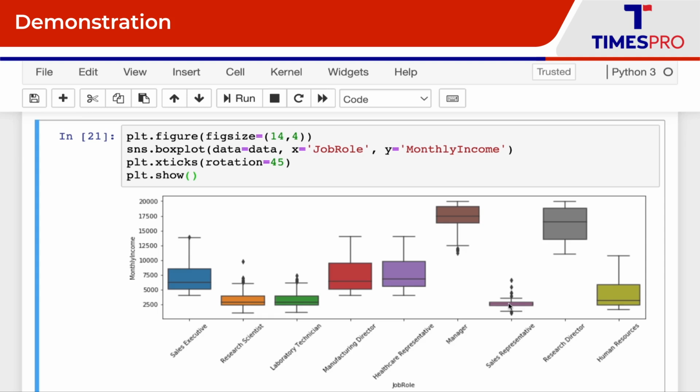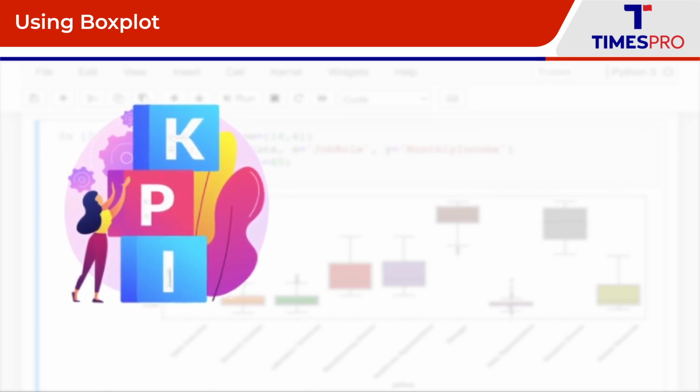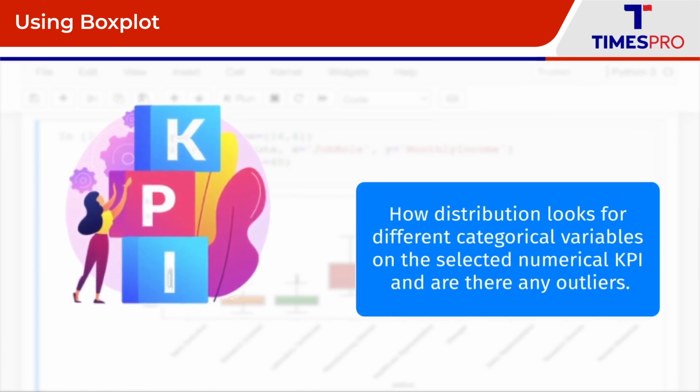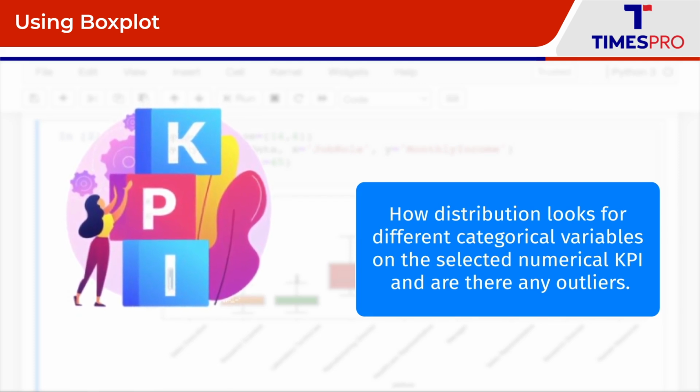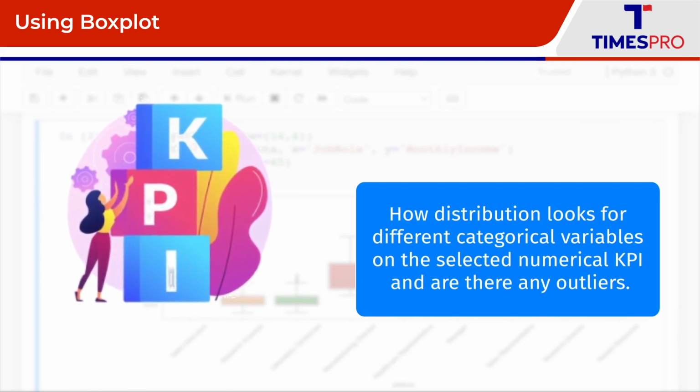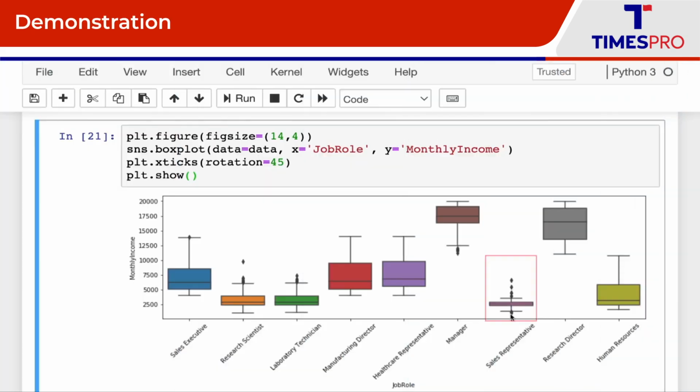But then we can use histograms for that instead of box plot. So in box plot, primarily we'll be looking at how the distribution is looking for different categorical variables on the selected numerical KPI, and then whether there are any outliers. For example, here I can see for sales representative clearly there are outliers, and for research scientists there are a few people whose salary is way higher than their counterparts.